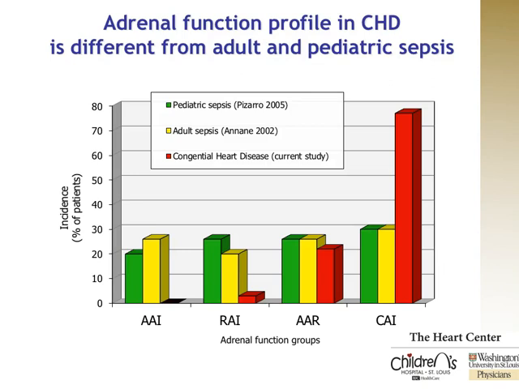And that's distinctly different from other populations. People have looked at the adrenal function profile in adult and pediatric sepsis, which are the green and the yellow lines. And you get a whole mix across the board of patients falling into one of those 4 areas of that graph on the prior slide. Whereas with patients with congenital heart disease, what we found was the vast majority fell into the central adrenal insufficiency category, and far fewer in absolute adrenal insufficiency.